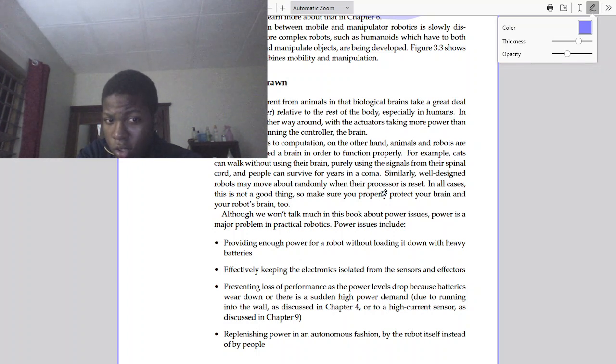Huh? Cats can walk without using their brain? Purely using signals from their spinal cord? What?